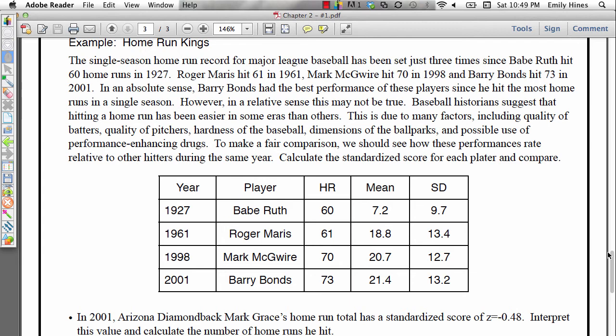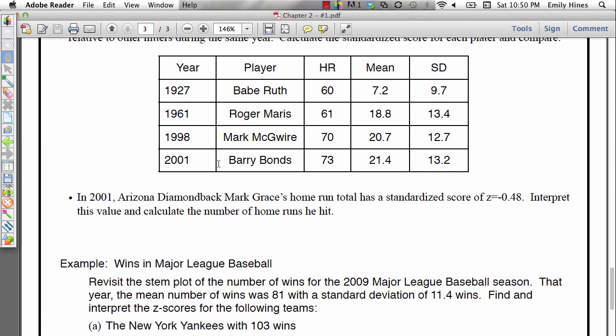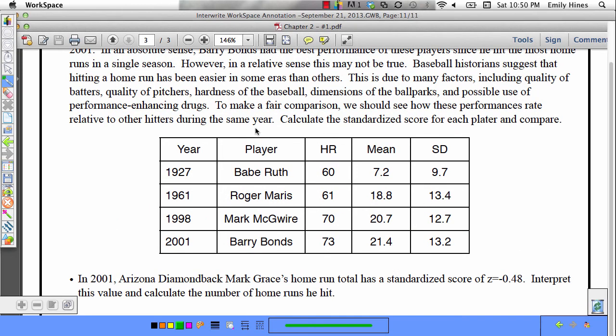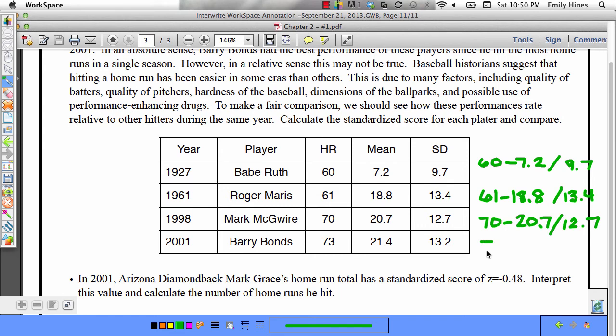So to make a fair comparison, we don't just want to compare the number of home runs, but we want to compare how those players did in relation to other players in their same year. So we can calculate their standardized scores and see how well they did in their year. Here are our years and our players and their number of home runs, the mean number of home runs hit, and the standard deviation of home runs. And so we can figure out their standardized scores. For each player, we would say data point minus the mean divided by the standard deviation. We would do the same thing here, same thing here, same thing here.